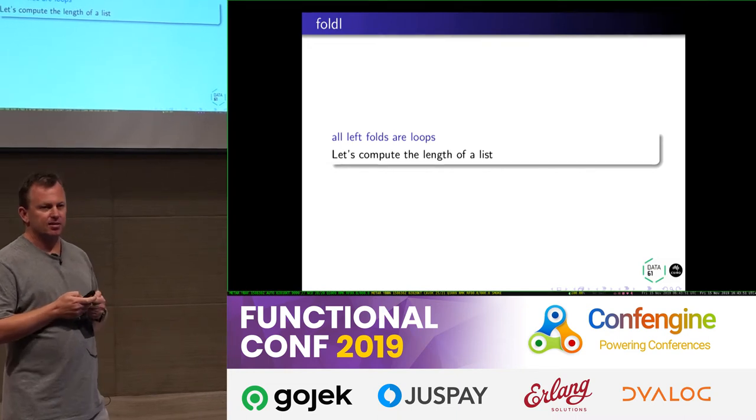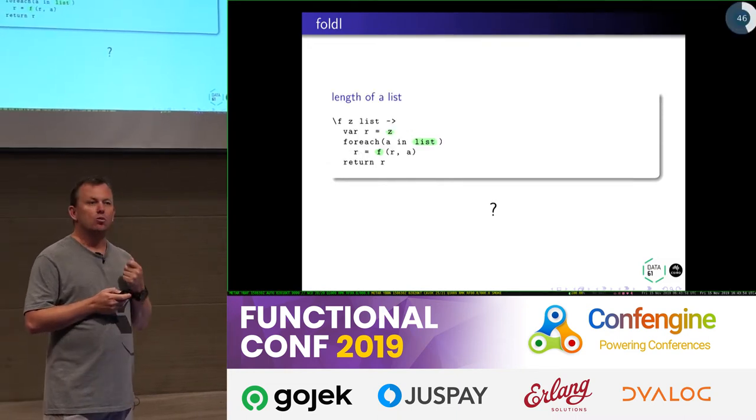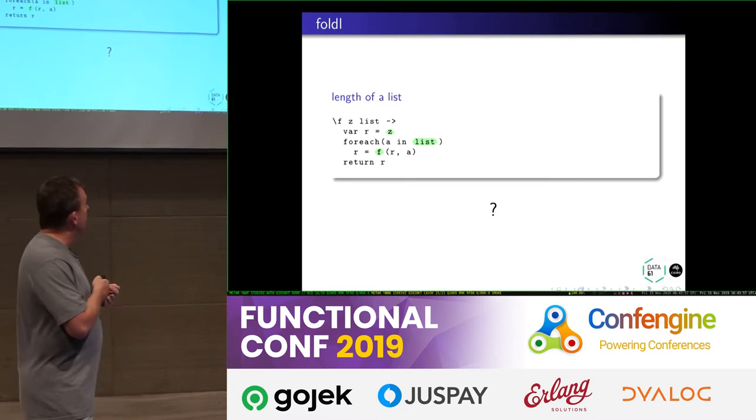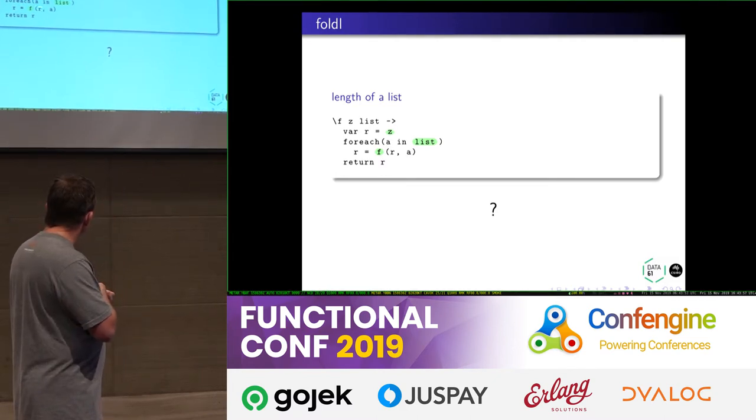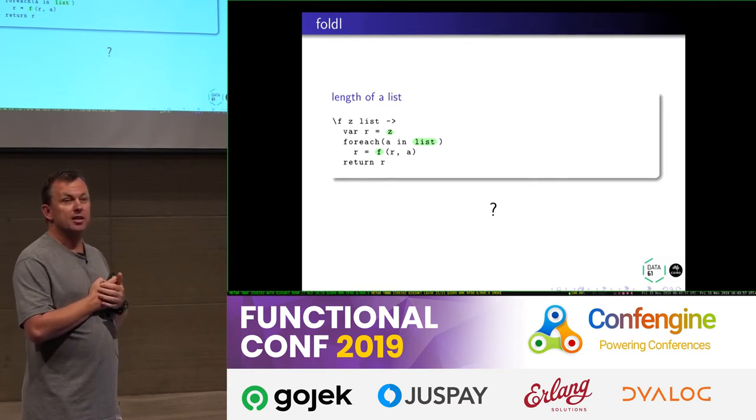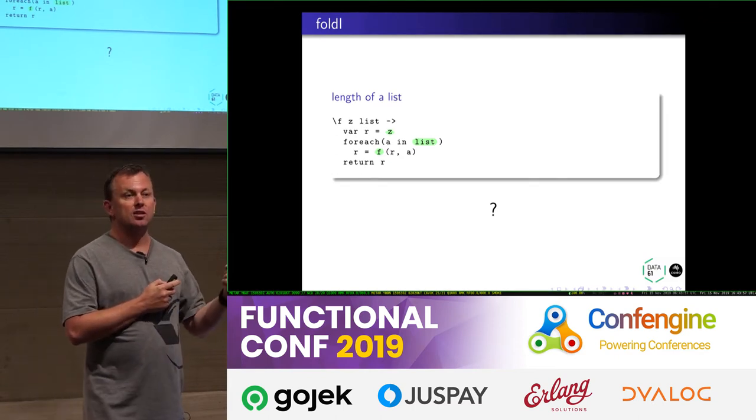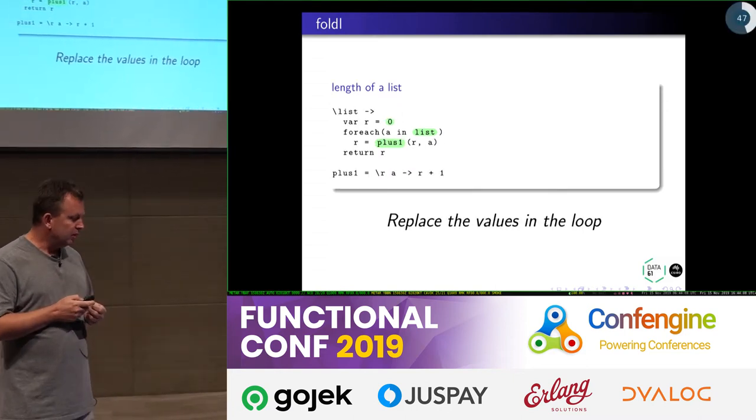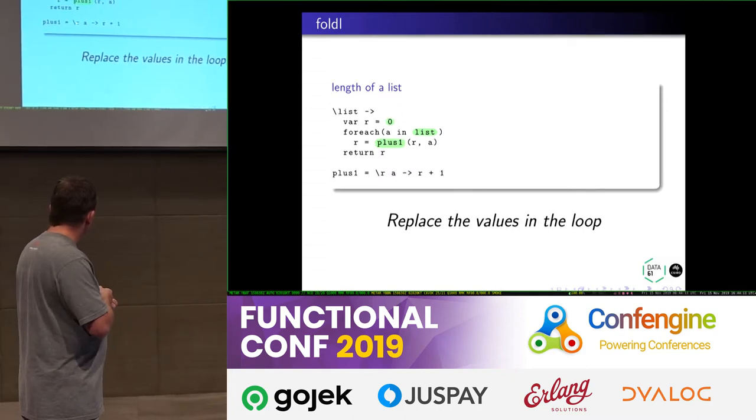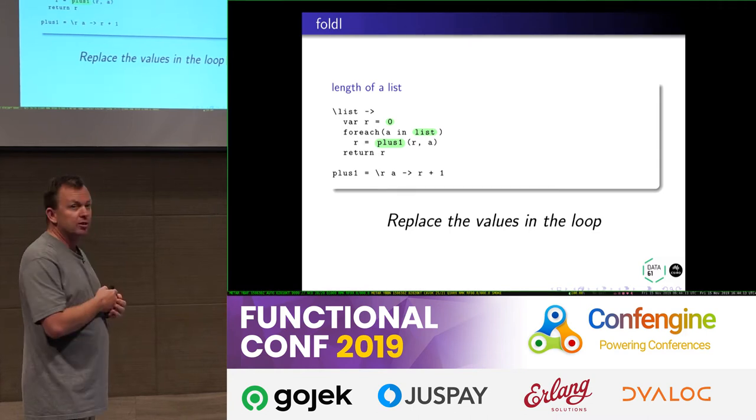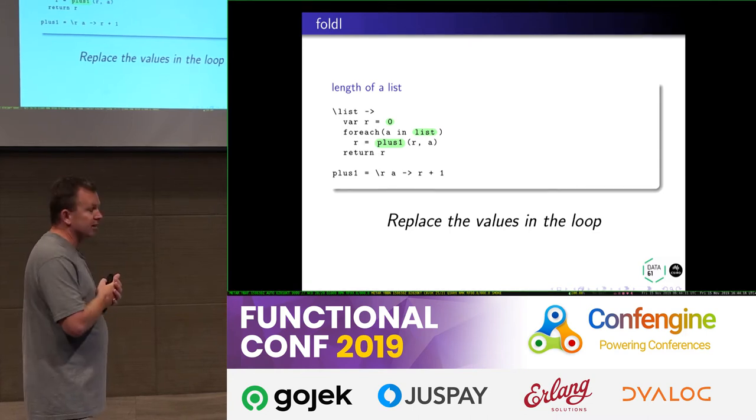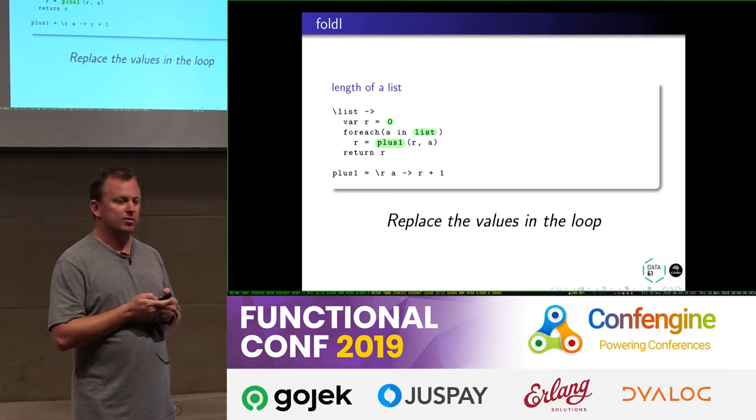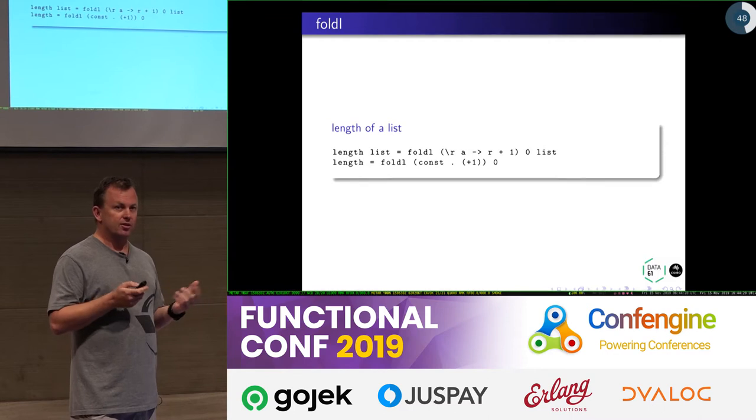What about the length of a list? What are we going to do? We're going to start the loop at zero. And for each of the accumulating value R, we're going to ignore the element A and just add one to R. That will compute the length of a list. So the function plus one given R, ignore A, do R plus one. Do that on each spin of that loop, and we'll add up the numbers. It'll compute the length of a list. There's the code.